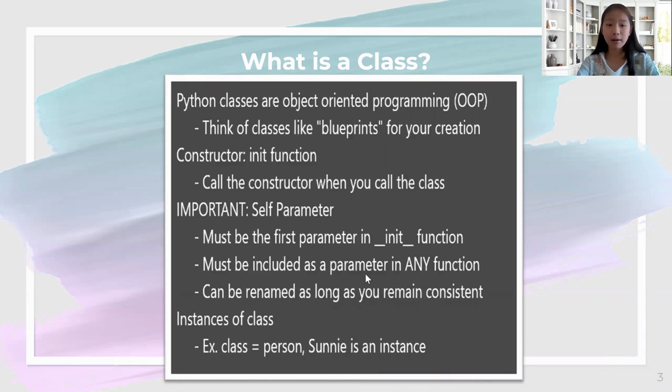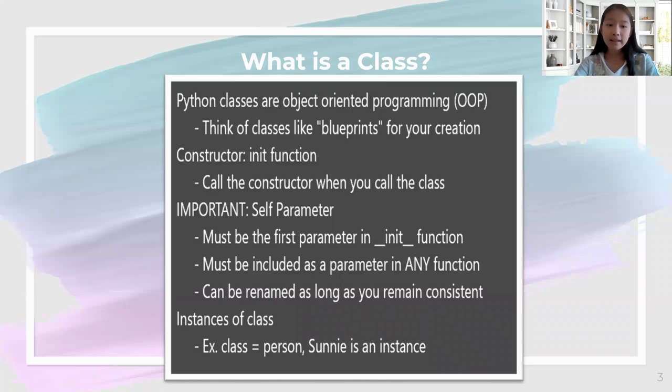Next is the self parameter. This self parameter must be the first parameter in any function that you write in your class, whether it's your constructor init function or any other random function that you write for your class. But it has to be the first parameter. It always has to be there, guys, but you can rename it as long as the name remains consistent.